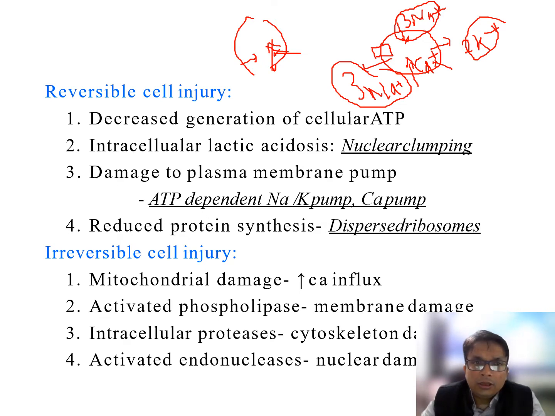Whereas the pathogenesis involved in irreversible cell injury, the first and foremost is mitochondrial damage. We have known about it. I told you also about mitochondrial damage, one pathway, that is apoptosis. You will find that mitochondrial damage can be enhanced due to an increase in the influx of calcium ion. If I have to give the best example of an increased influx of calcium ion resulting in cellular injury, the best example is excitotoxicity.